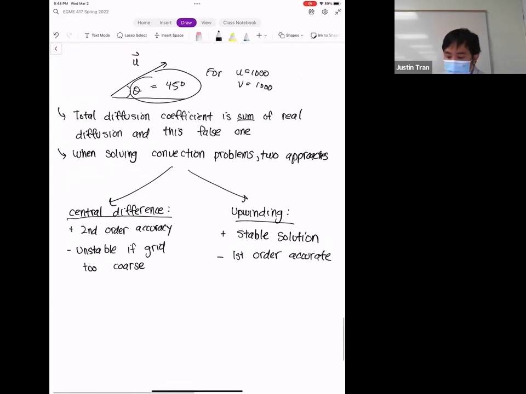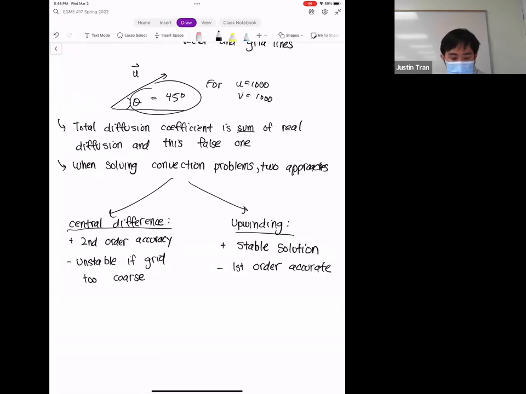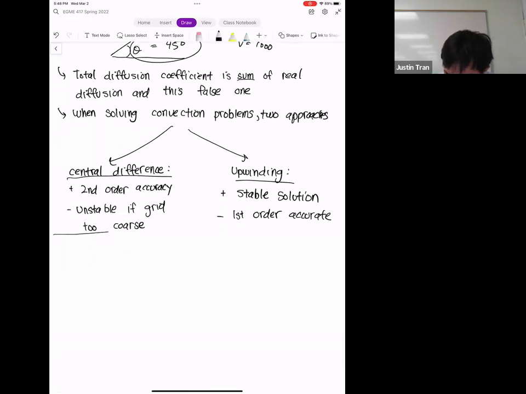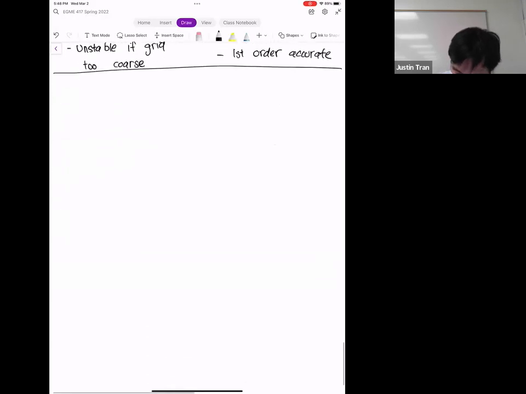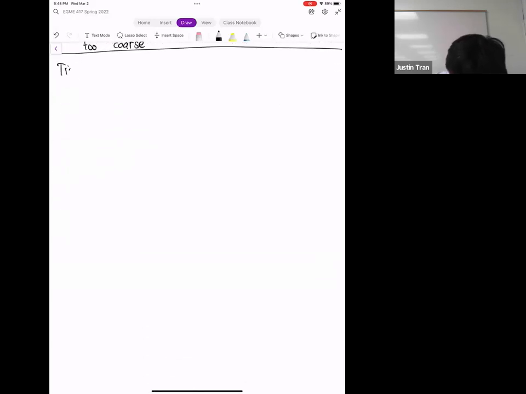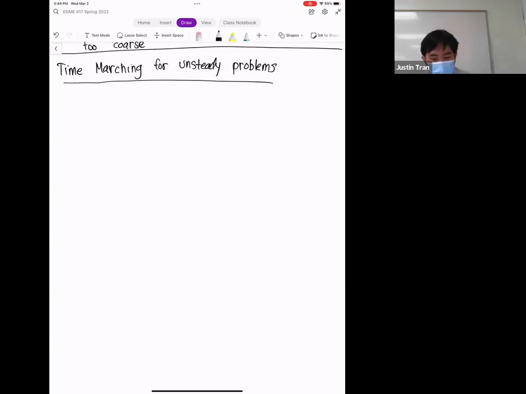All right. Any final questions on convection before we move on to unsteady problems? Okay. All right. So let's go ahead and talk about unsteady problems. And the algorithm that we're going to be using to solve unsteady problems is called time marching.